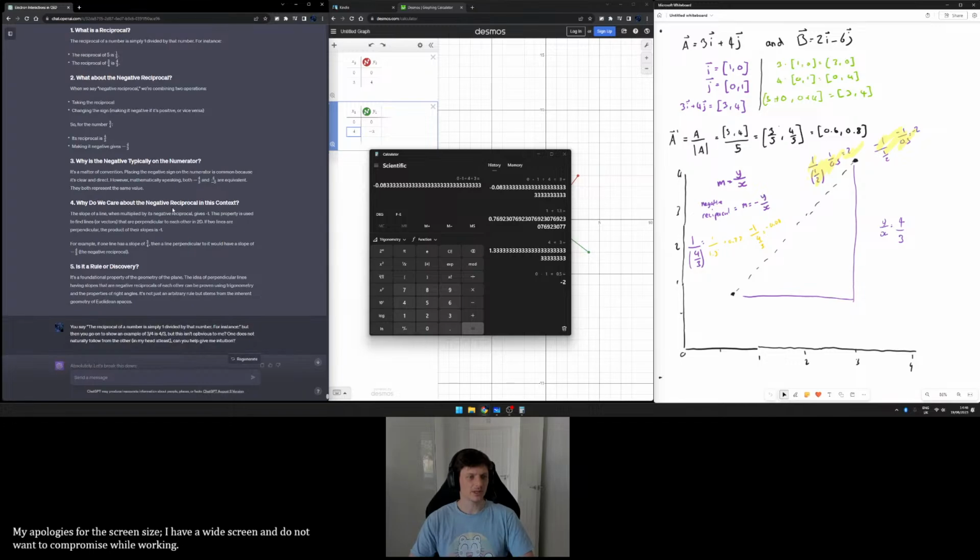Why do we care about the negative reciprocal in this context? The slope of a line when multiplied by its negative reciprocal gives negative 1. This property is used to find lines or vectors that are perpendicular to each other in 2D. If two lines are perpendicular, the product of their slopes is negative 1.